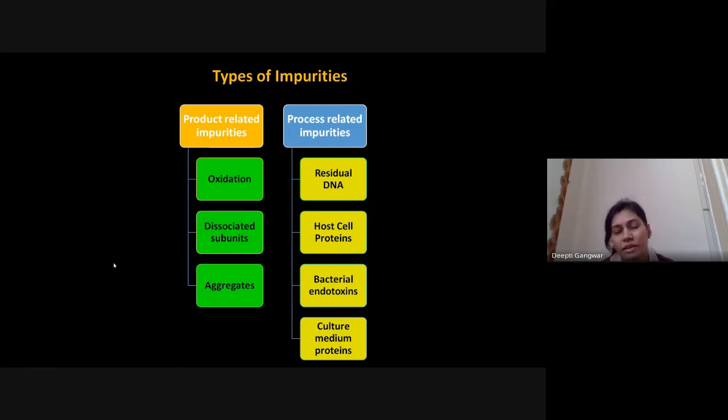In this process, when we talk about biopharmaceuticals, what are we using? Of course, we are using cells. And since cells are being used in the process, whatever will be derived from these cells will fall under the section of process related impurities. And as I mentioned in my last slide, when you burst open a cell, you are releasing everything around it. That is the residual DNA, your host cell proteins, the endotoxins in case you're using E. coli, and all the culture medium proteins. These all fall into the section of process related impurities.